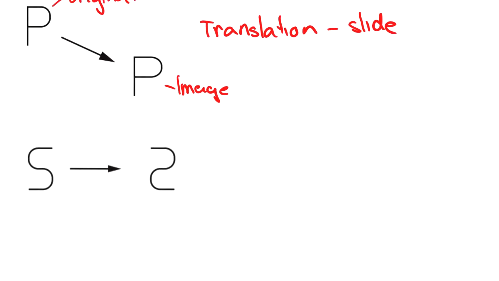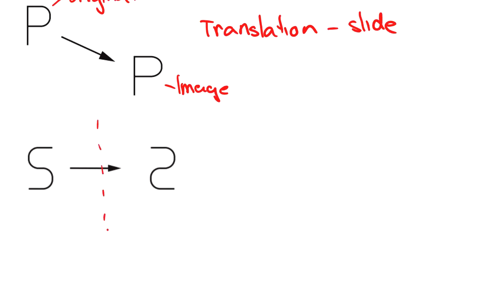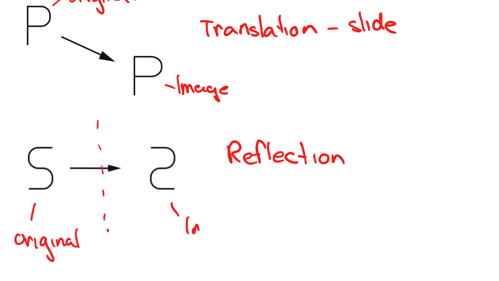The next one. This time it's a bit different. The arrow doesn't necessarily mean that we've got a translation going on. We're just saying that we're going from this shape to this shape in this case. So if I drew a dotted line down the middle here, as you can see, it's been reflected across that line. So this is reflection. And again, original and image.